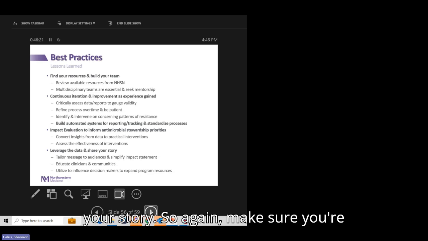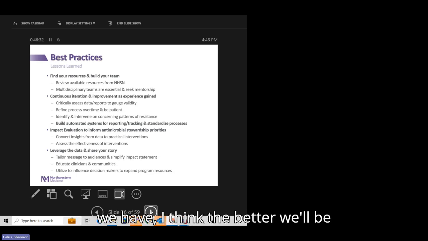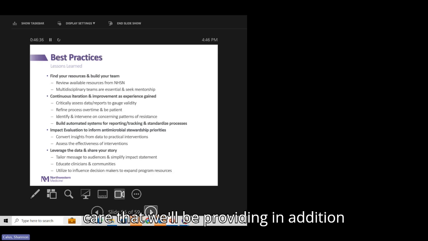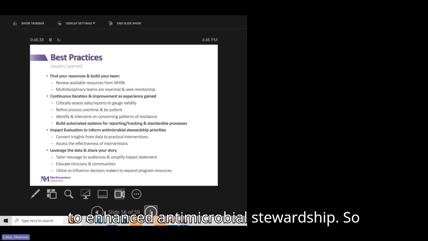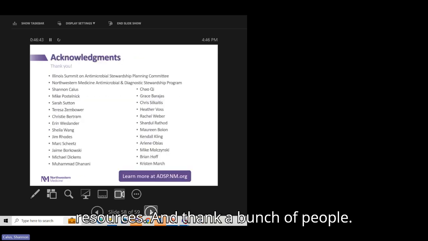So again, make sure you're sharing it with clinicians, sharing it with decision makers, sharing it with patients, and then within your networks as well, because the more knowledge sharing and transparency that we have, I think the better we'll be using this data and the better care that we'll be providing, in addition to enhanced antimicrobial stewardship. So with that, I'll just leave you with some resources and thank a bunch of people.